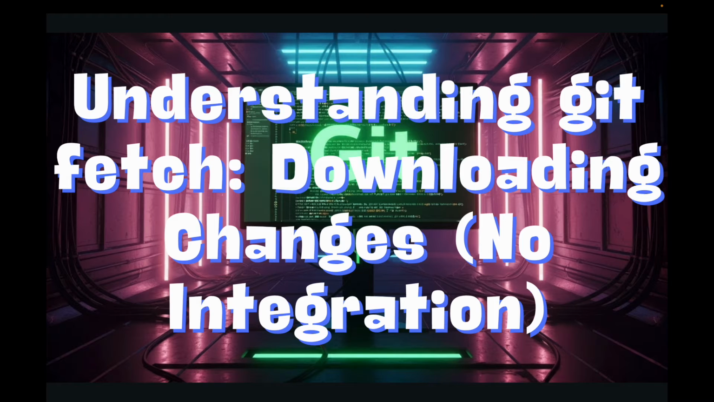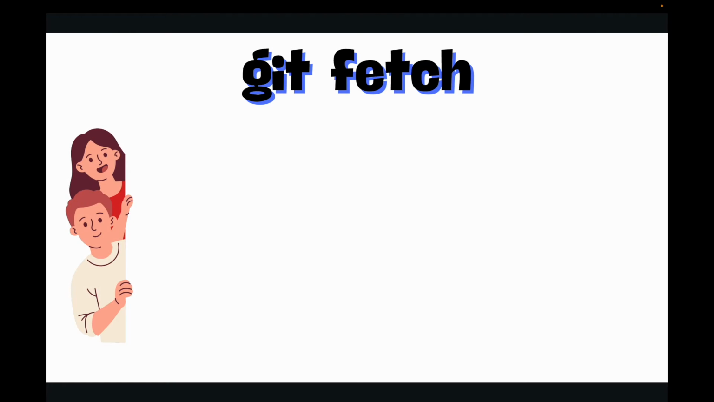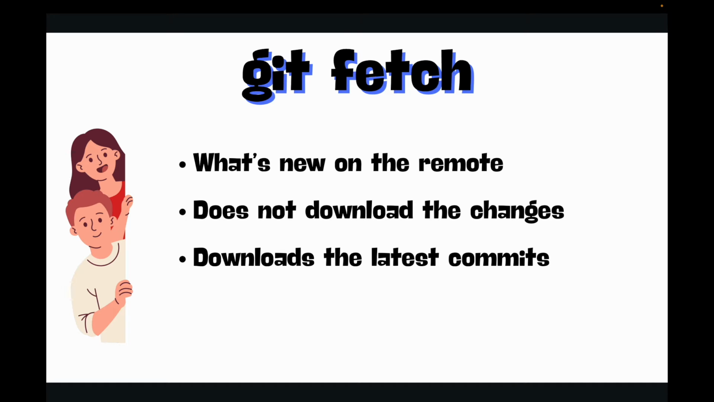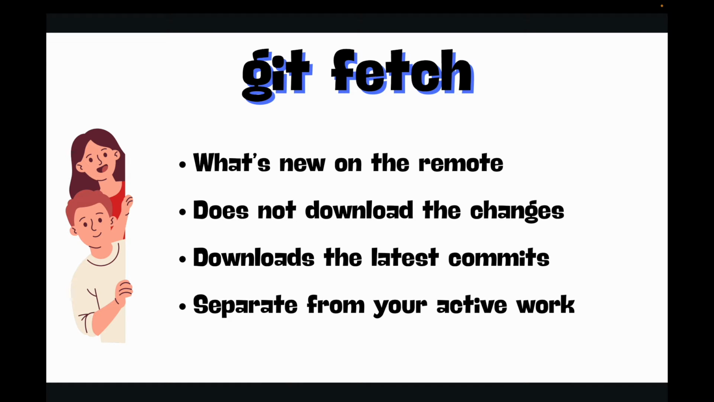So think of your git fetch as a way to peek at what's new on the remote without actually bringing those changes into your local repository. Now this will download the latest commits and updates from the remote repository to your local Git repository, but it keeps those changes separate from your active work.